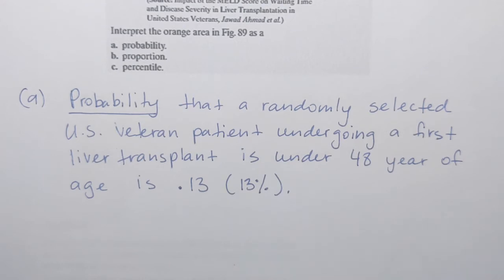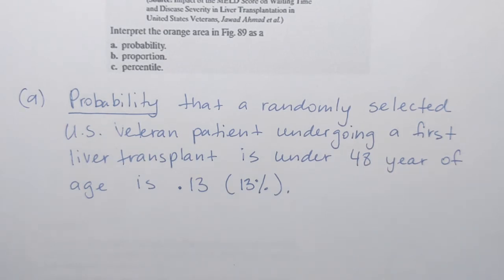I could also say it's a 13% chance that a randomly selected US veteran patient undergoing a first liver transplant is going to be under 48 years of age. And another way to interpret that, I'm not writing all that, but it's still good to hear that. Another way I can interpret the probability itself, like what does it mean that the probability is 0.13 or 13%? I can say the following. If we randomly select 100 US veteran patients undergoing a first liver transplant, we can expect that approximately 13 of them are going to be under the age of 48.